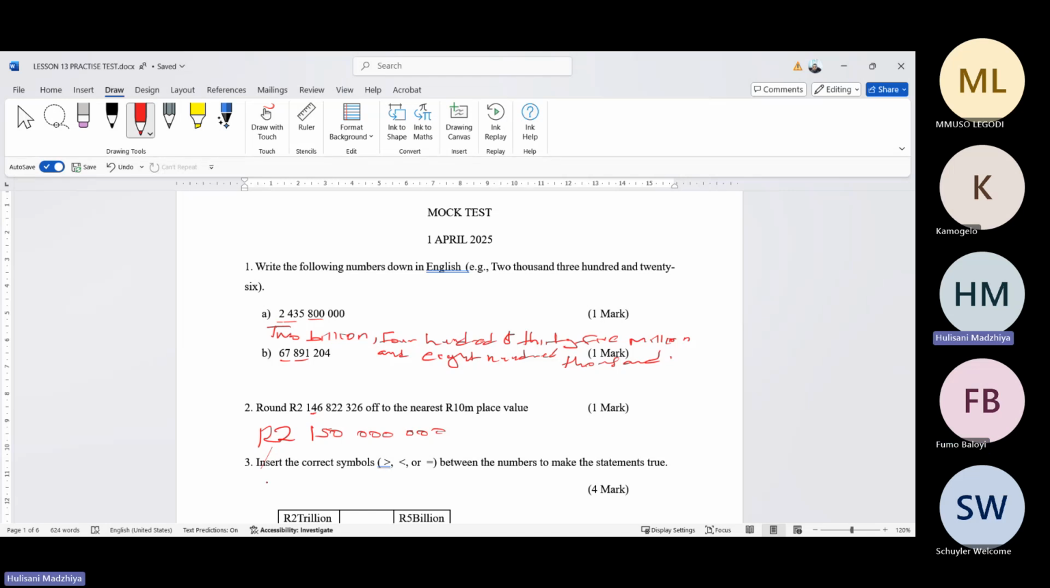So you look for the place value first, 10 million, and then you look at the number after the place value, which is 6. Therefore, you identify that it's above 5, so it's going to change 4 to 5, and therefore you're going to have 2,150. Any question on this part?